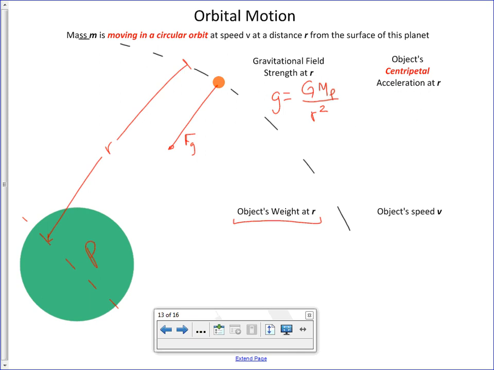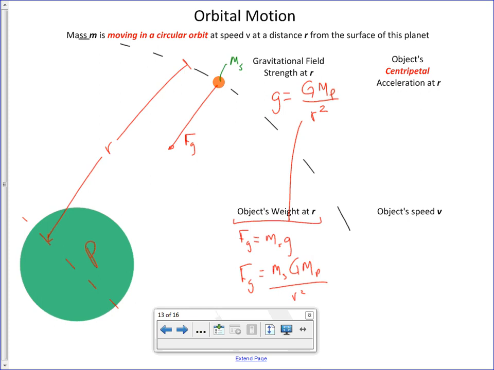Okay, so we can say, well, weight. A couple of ways to do this. One, that's m satellite g. Remember what g is from up here? That's m satellite times G m planet over r squared. Oh, look, G m m over r squared. Sure, gravitational force.